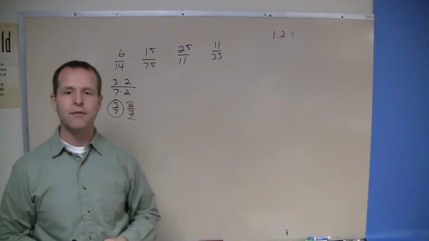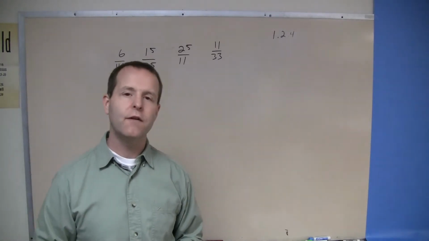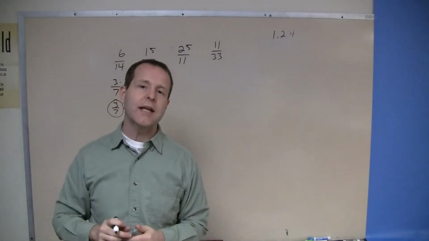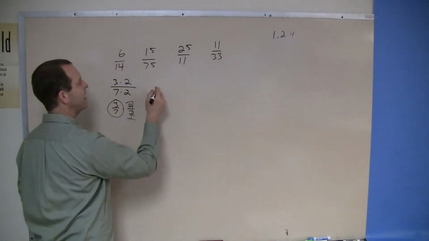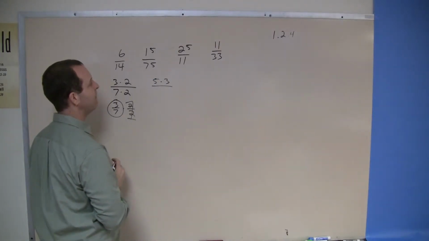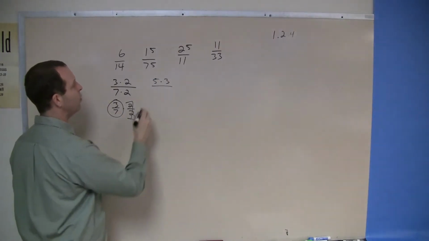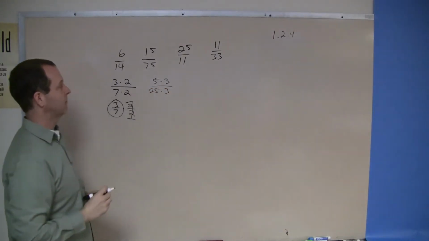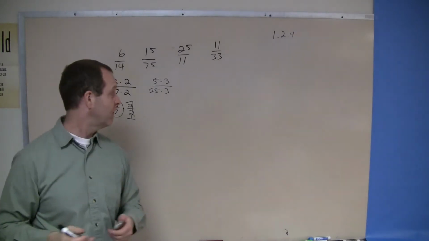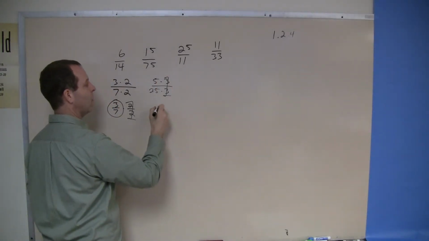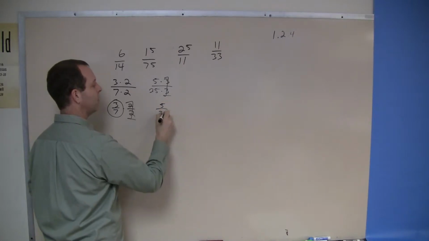15 over 75. Likewise, is there a clever version of 1 in there somewhere? To determine that, let's factor out each number. The 15 is 5 times 3. The 75 is 25 times 3. That's one factorization. 3 over 3, there's my clever version of 1. I'm left with 5 over 25.